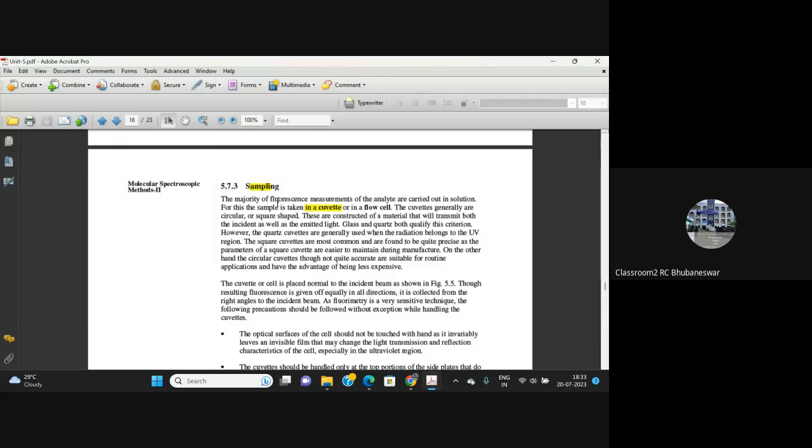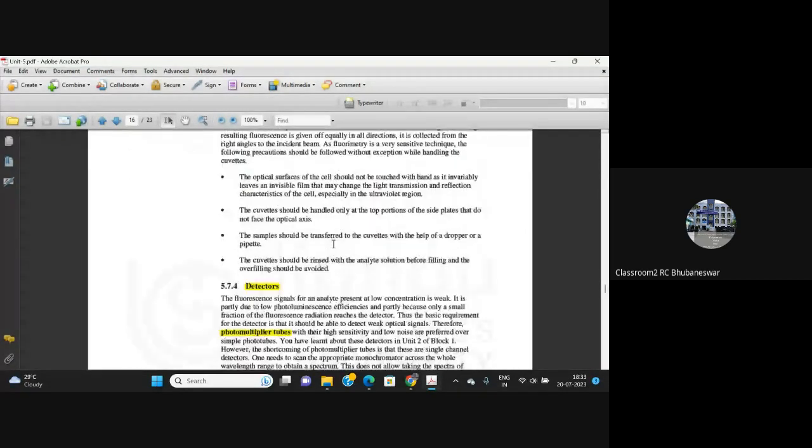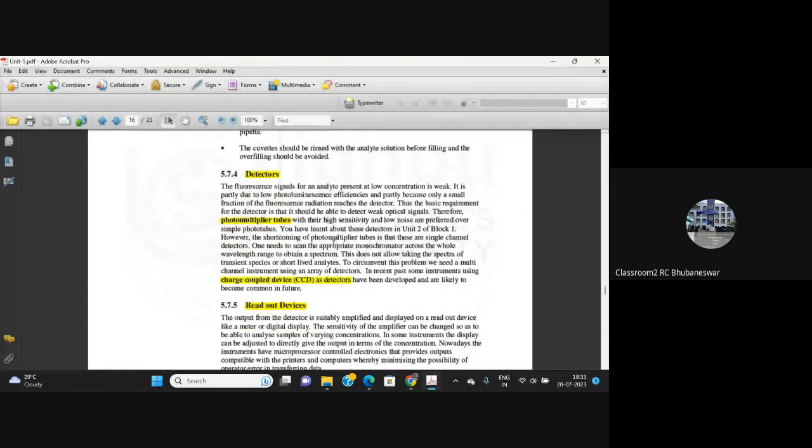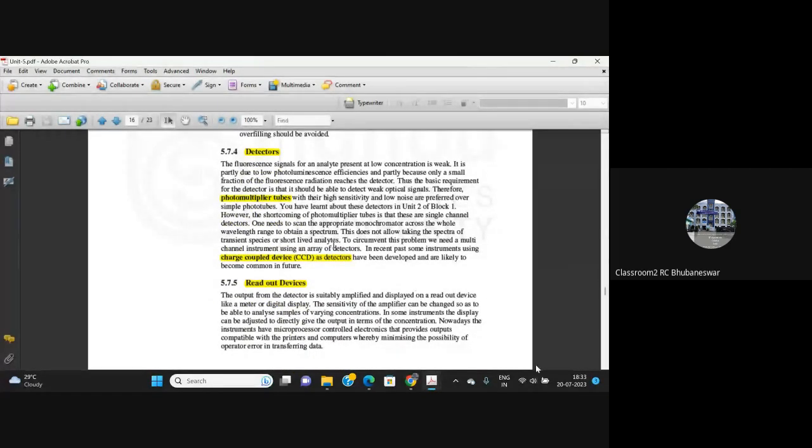Coming to the sampling, I was showing you in the last class, there was a quartz cuvette, and I also have a solid state sample holder, where you can keep the powder sample and squeeze it, screw it, then keep it in the fluorimeter and measure it. I could have shown you the fluorimeter today, it would have been better. Anyway, let's see if time permits, then I will show you the fluorimeter.